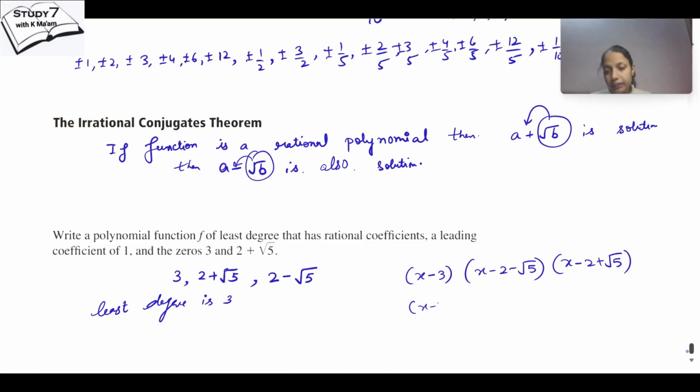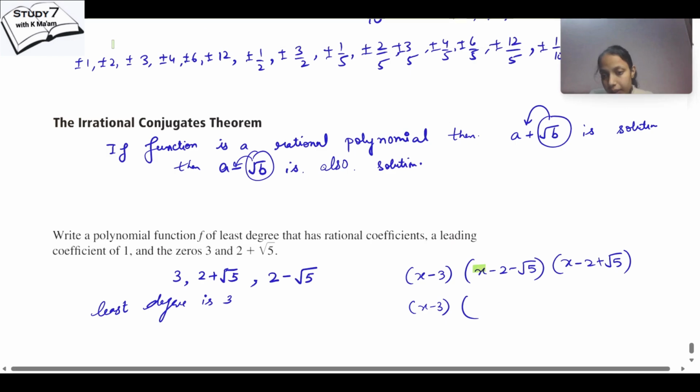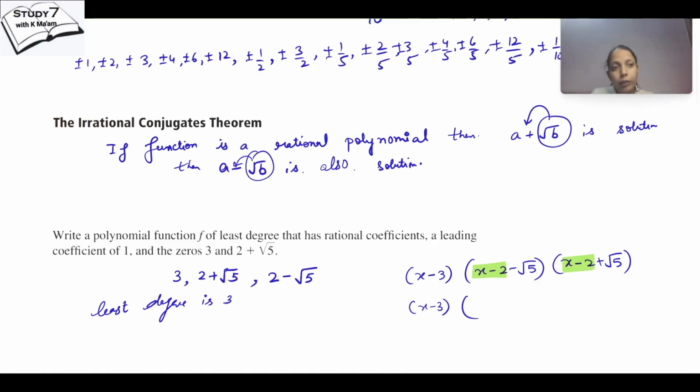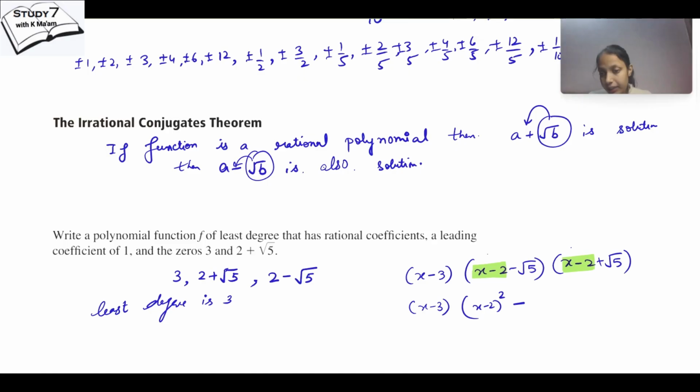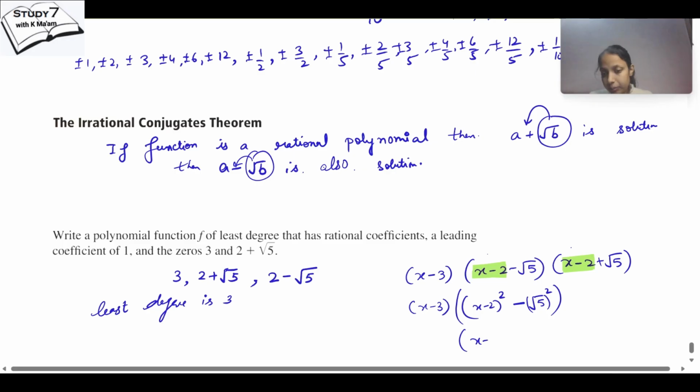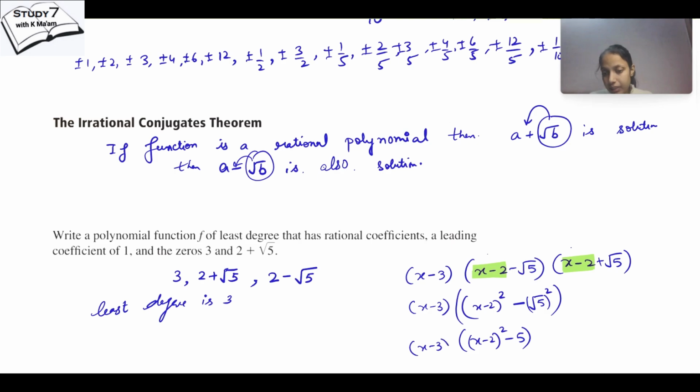Keep the first factor as it is. Now look at the next. In the next, try to take x minus 2 as a single term. So what do you observe here? It looks like a minus b, a plus b. So whenever you have a minus b times a plus b, what's that? a square minus b square. So x minus 2 square minus 5, and x minus 3 as it is.